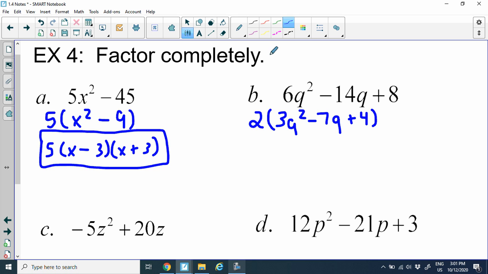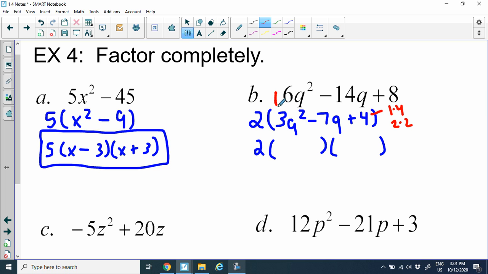Okay, let's see what you did. So don't forget, make sure if you have anything in front of the parentheses, make sure you keep bringing that down. We create two sets of parentheses here, and we need to figure out what numbers, and first multiply to 4. So we have 1 and 4, 2 and 2.